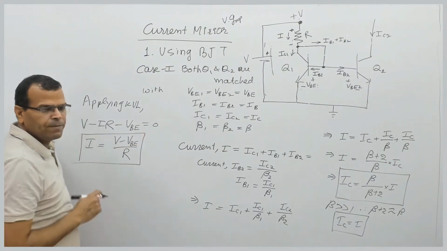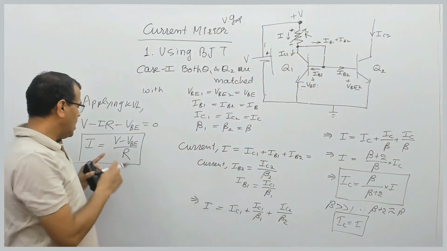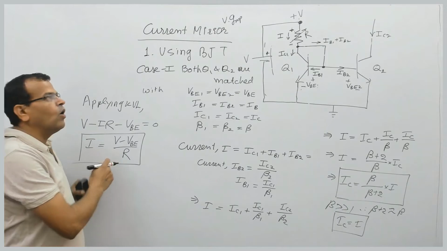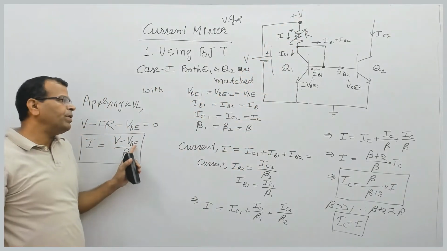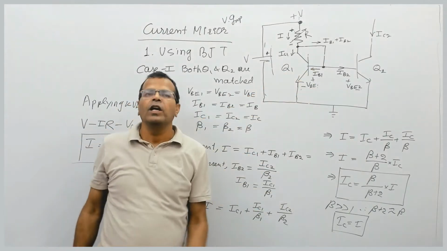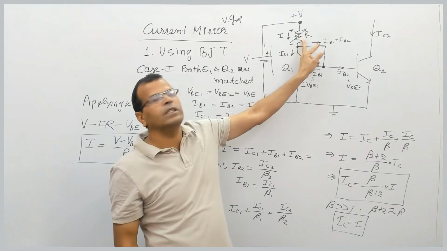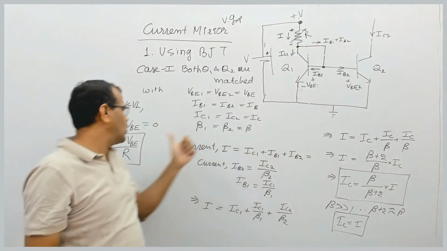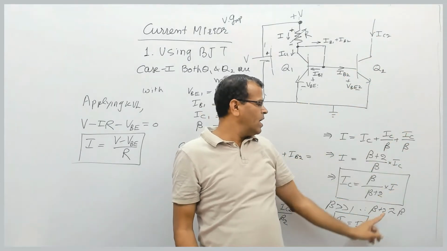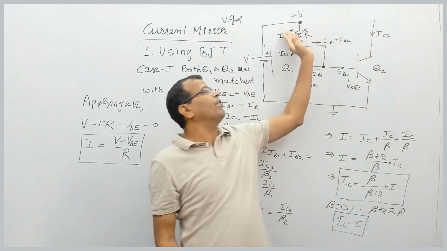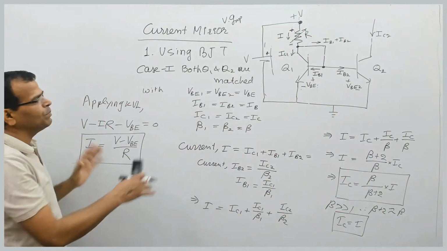So that means by controlling this resistance, I can control I, or by controlling this voltage, I can control I. VBE is almost constant voltage. So by controlling either this voltage source V or this resistance R, I can control I. Indirectly, I can control this collector current IC, because IC is a mirror image of current I. This is one simple circuit.